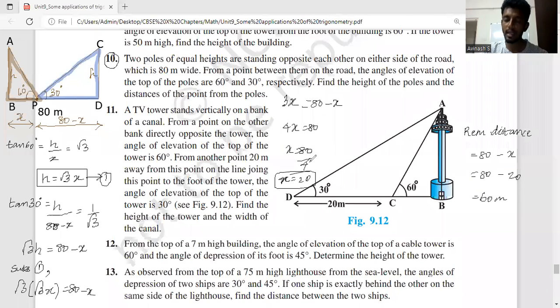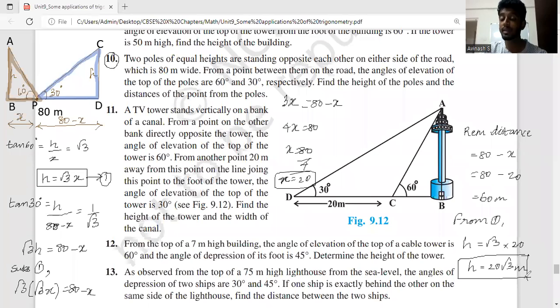So now we are able to understand that the point of observation is 20 meters from the first pole and 60 meters from the second pole. But we need to find one more thing, which is the height of the pole. Again, from the first condition, it is very clear that the height of the pole is root 3x, which is root 3 into the x value, 20. So we conclude by writing the height of both the poles is 20 root 3 meters. Please be mindful of concluding it with the unit. This is very important.